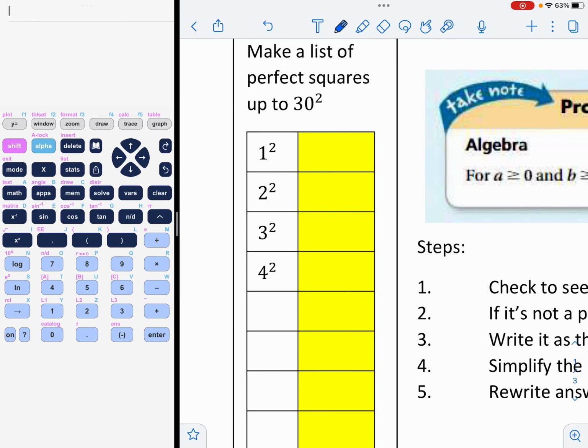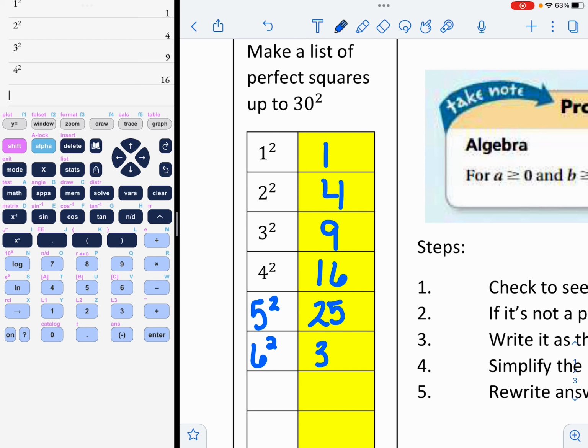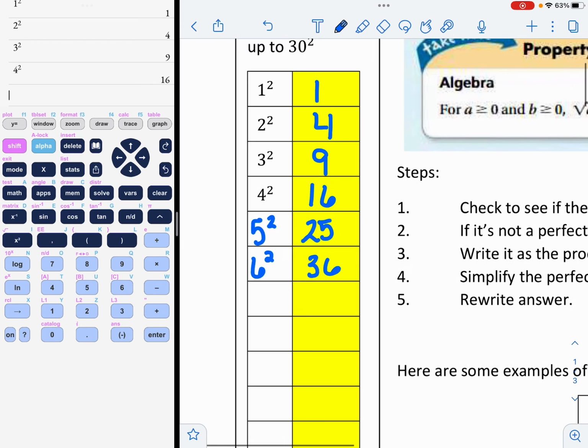So 1 to the second power, if you want to look at the calculator, is 1. And we're going to have to develop this list. 2 to the second power is 4. 3 to the second power is 9. 4 to the second power is 16. And we're going to make this list every day that we're on this. At least in my head, that's what's going to happen. So I'm going to go through and square all of these all the way up to 30.